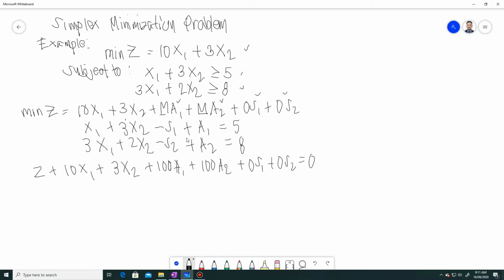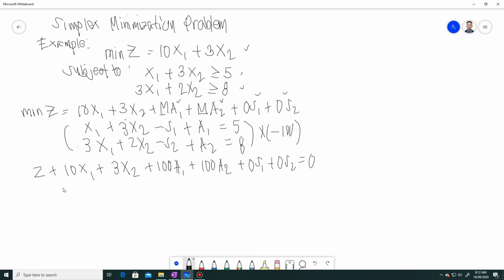And then we include this, and in including this we multiply these two constraints by negative 100. Our purpose is to cancel the a1 and a2. That's why we multiply it by negative 100.